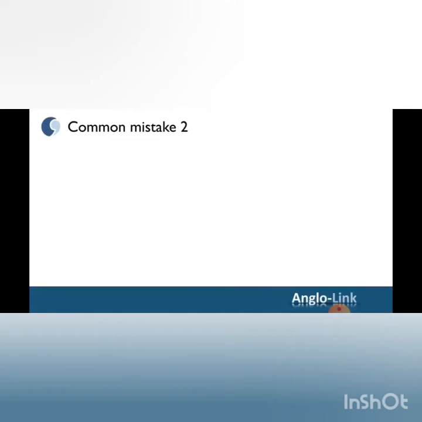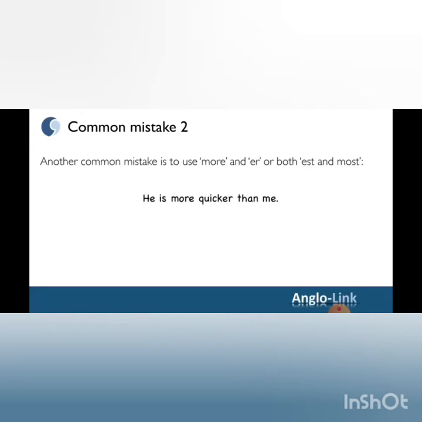Let's move on to common mistake number 2. Another common mistake is to use more and er or both est and most. For example, he is more quicker than me. No, you should say he is quicker than me. The other example would be he is the most quickest runner in class. As you can see, most is redundant. He is the quickest runner in class.